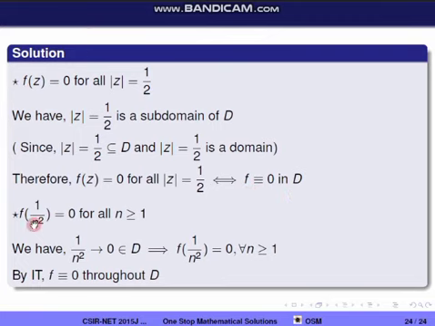Third option, f of 1 by n square is equal to 0 for all n greater than or equal to 1. So we have 1 by n square is tending to 0 and 0 belongs to D. Therefore using concept 1, f of 1 by n square equal to 0 for every n greater than or equal to 1 if and only if f is identically 0 throughout D. That is, f is a constant function in D. So third option is also correct.